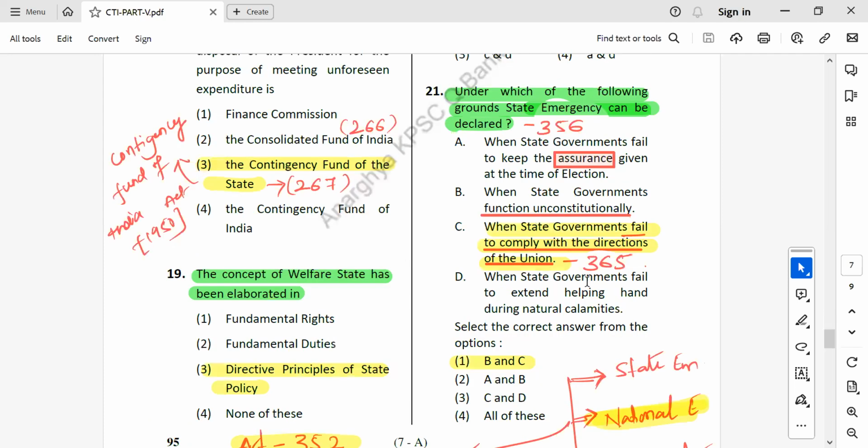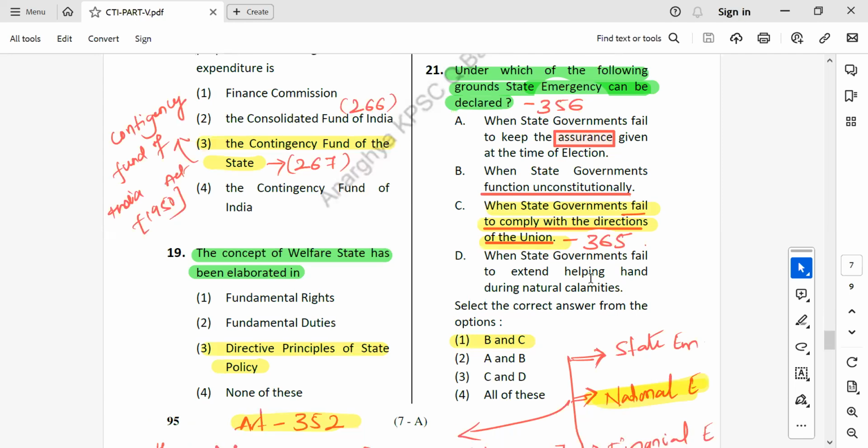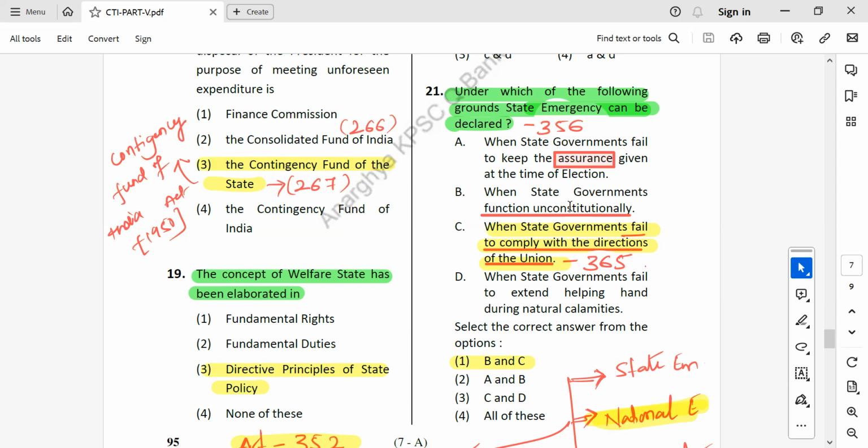This is one more important aspect regarding state emergency, which is nothing but president rule. Very important. They have asked which one is correct. What are the following grounds on which president rule can be imposed? So remember, when the state government failed to keep the assurances given at the time of election. Not necessary, because of course at election time many politicians come and give assurances like we do this, we do that, so they won't be implemented. It's not the reason for imposing president rule.